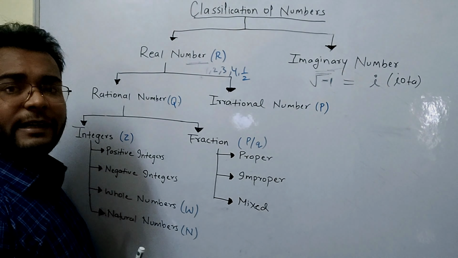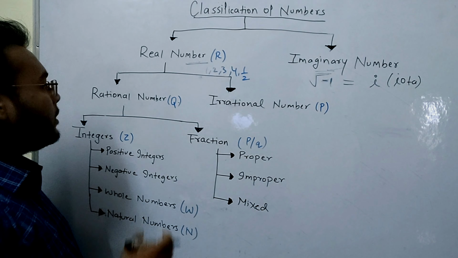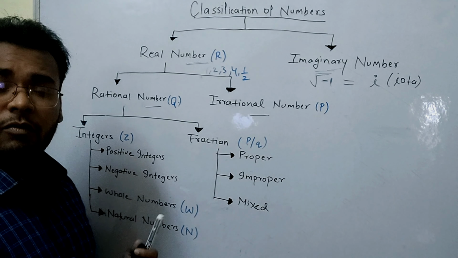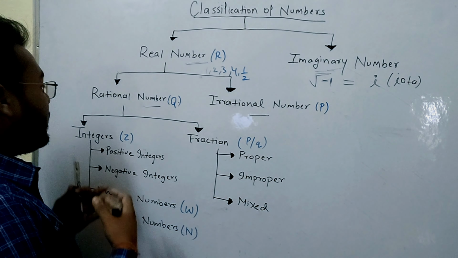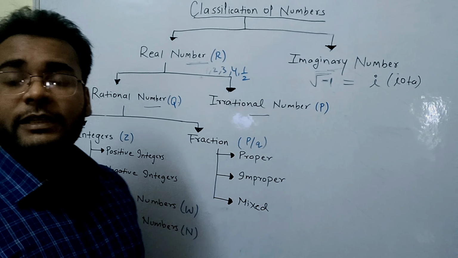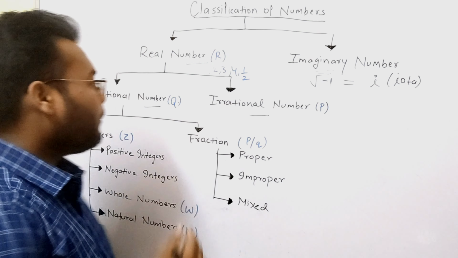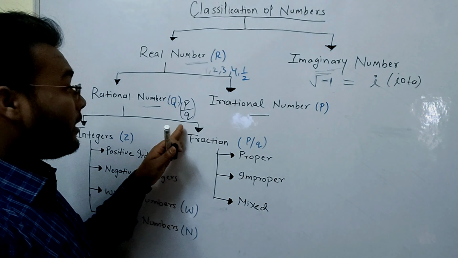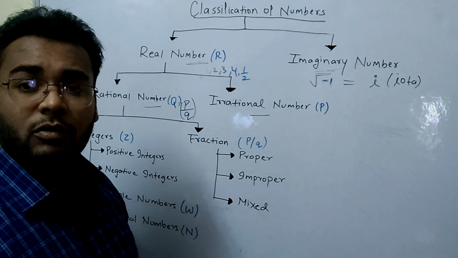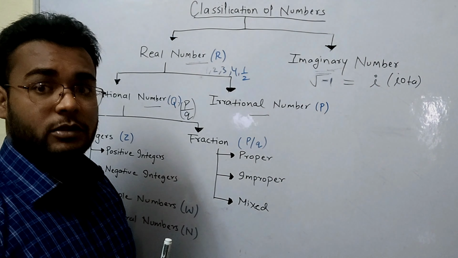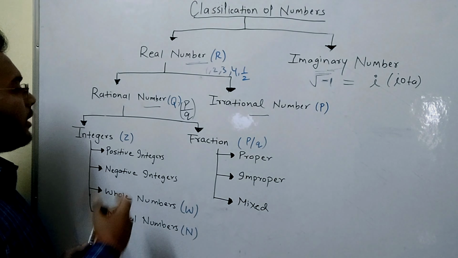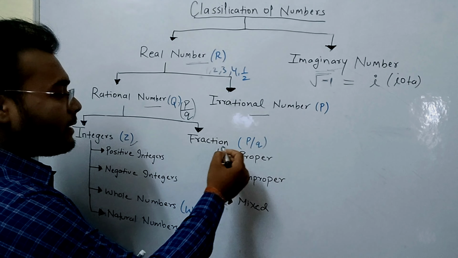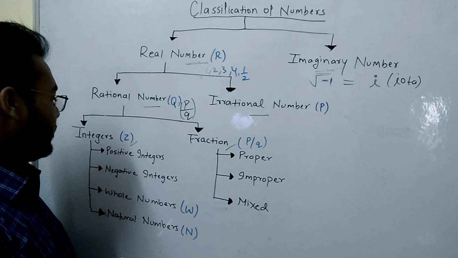So further, real number is classified into two forms, which are rational number and irrational number. So what is rational number? Rational numbers are those numbers which can be represented in the form of p by q only, where q is not equal to 0. That is, denominator is not equal to 0. Further, rational number is classified into two forms. One is integer and next is fraction.